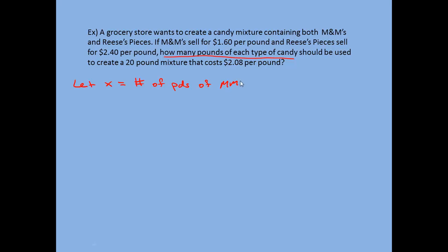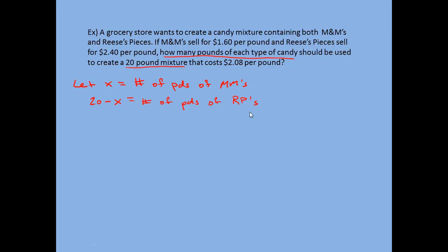of M&Ms. And if x is the number of pounds of M&Ms, and we need a 20-pound mixture total, then our let statement for the Reese's Pieces should be 20, the total weight, minus x, the number of pounds that we used for M&Ms. And that'll give us the number of pounds of the Reese's Pieces.